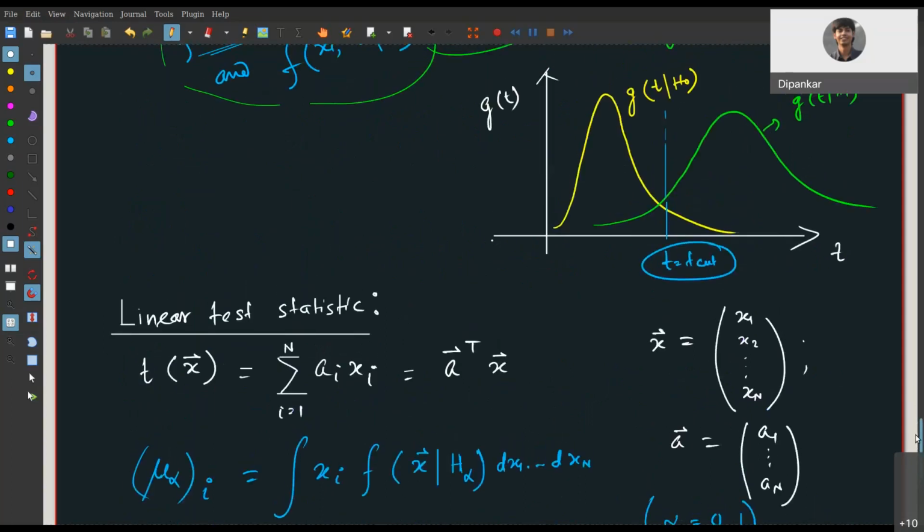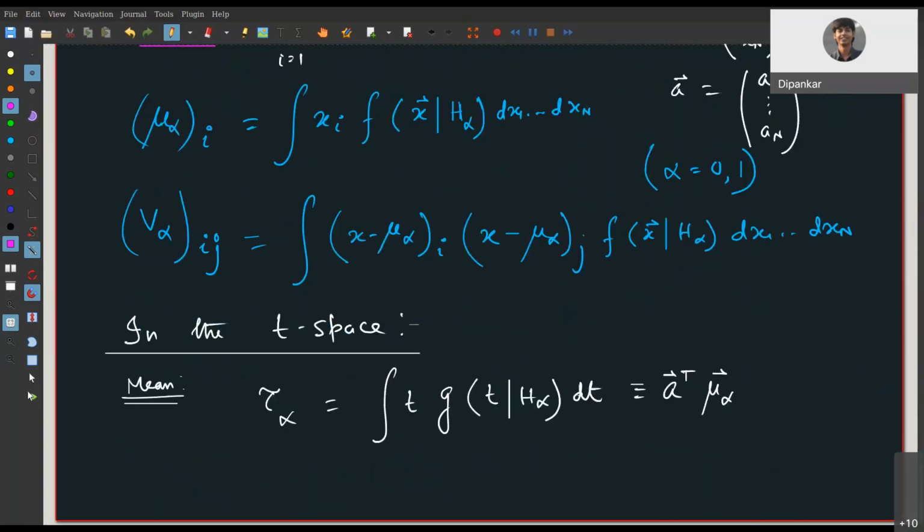Remember, if you define a new variable in terms of the old variables, then the mean of the new variable is obtained, in this functional form, by just substituting the mean values of the old variables. Nothing else, right? This is the lesson from our last lecture. You just replace the old variables by their means, and you get the mean like this. This is my tau alpha, where alpha equals either 0 or 1.